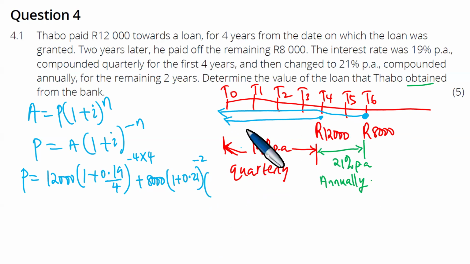And now when it goes to the 4 years here, the rate is different, right? Which is 1 plus 0.19, but it's quarterly, minus 4 by 4. So that now you have the present value.